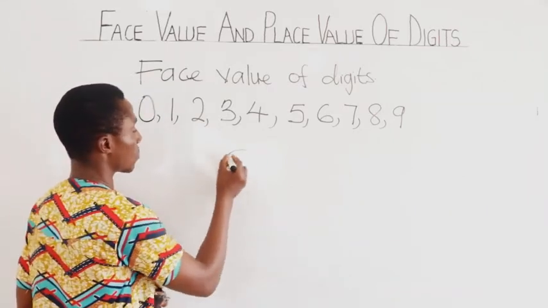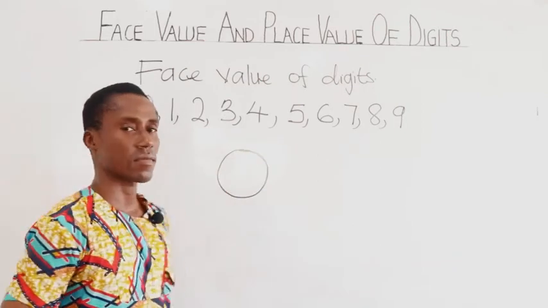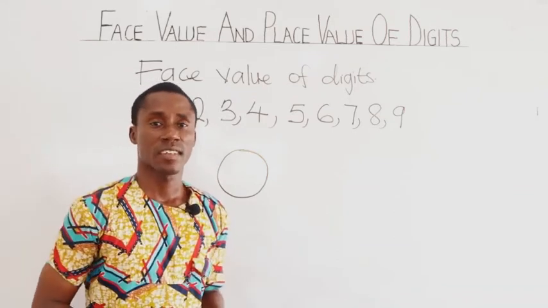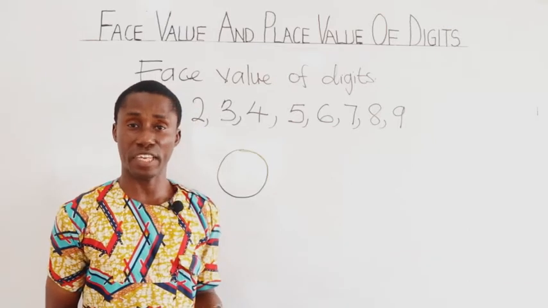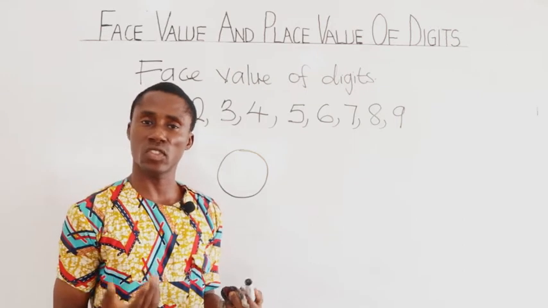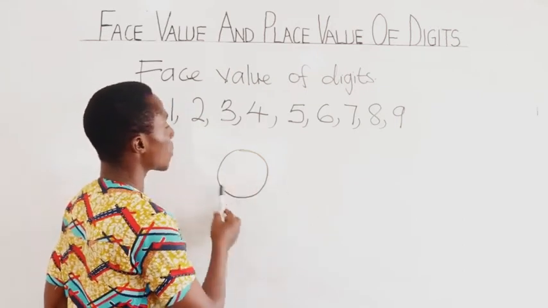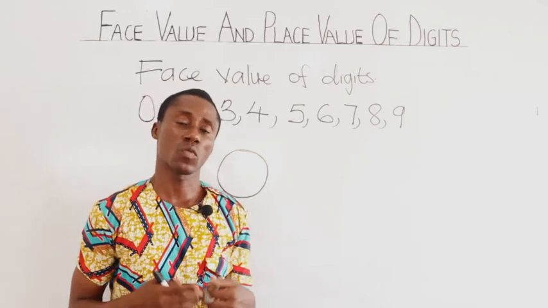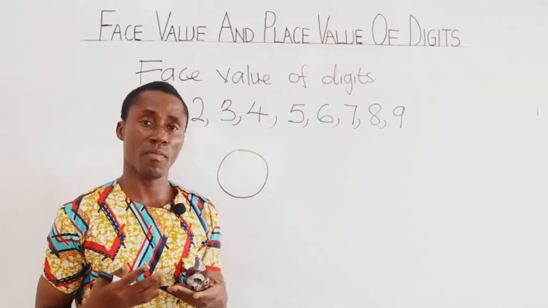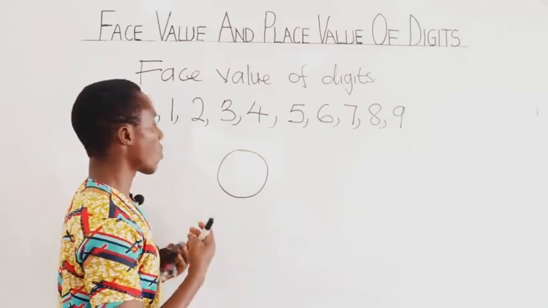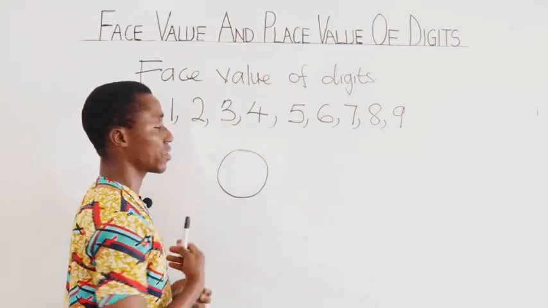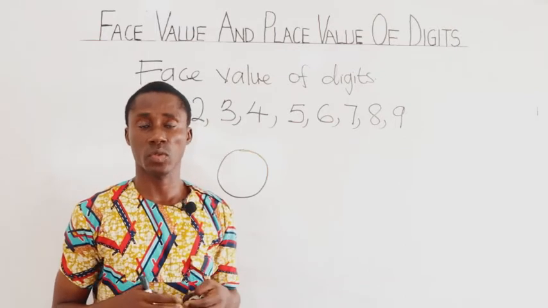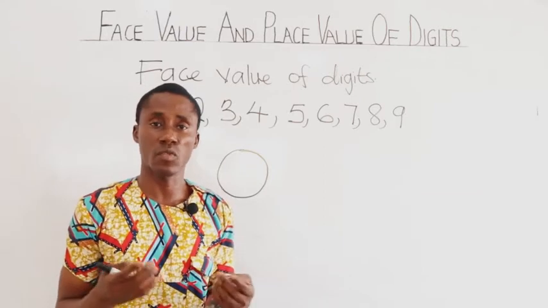What is the value of the digit 0? The value of the digit 0 is 0, because 0 means nothing and nothing means 0. And therefore, the value of the digit 0 is 0. Remember, the word value means how much something is. So when we say the value of the digit 0, we are asking how much is the digit 0. The digit 0 is 0.